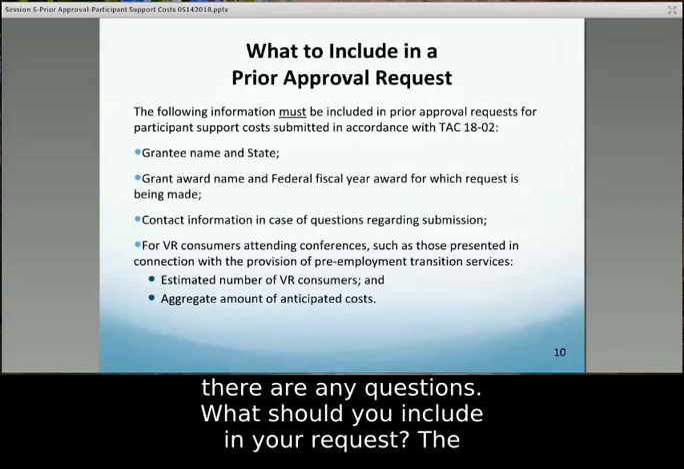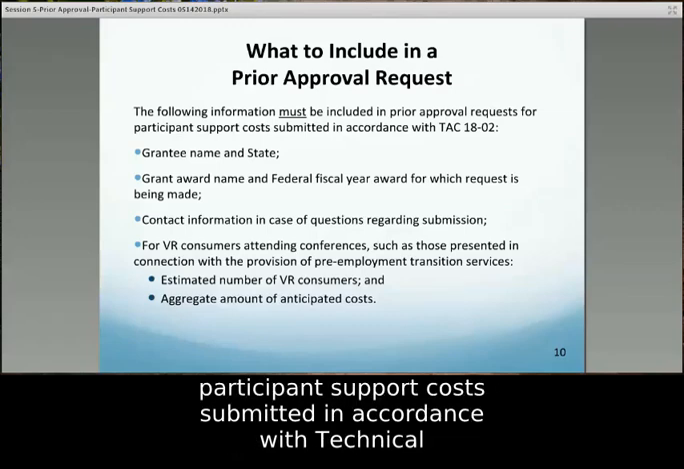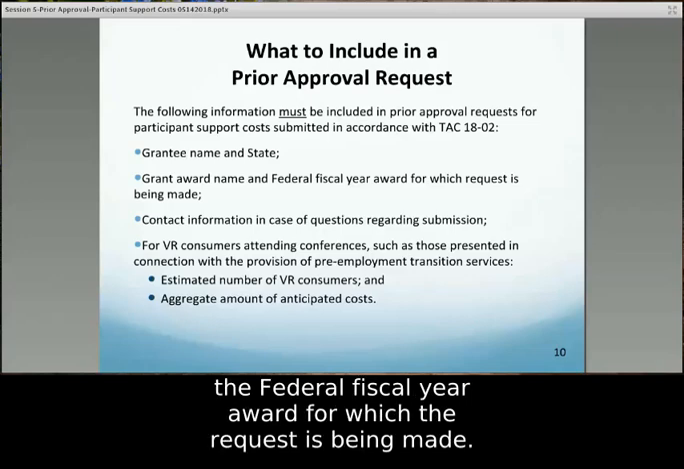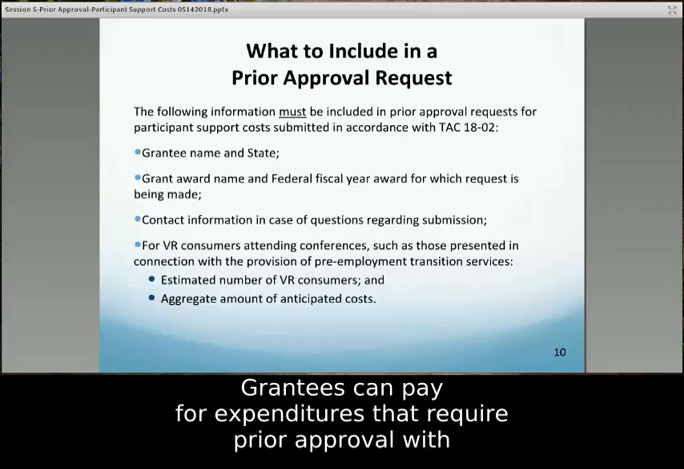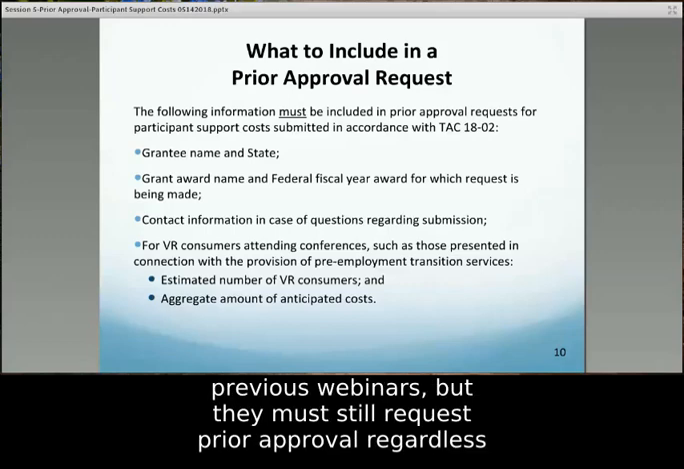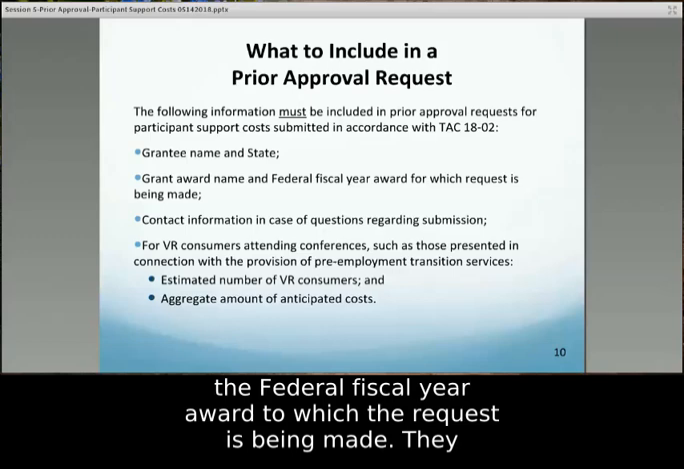What should you include in your request? The following information must be included in prior approval requests for participant support costs submitted in accordance with the Technical Assistance Circular. Grantee name and state, grantee award name and the federal fiscal year award for which the request is being made. Grantees can pay for expenditures that require prior approval with federal or non-federal funds or program income, as we've mentioned in previous webinars, but they must still request prior approval regardless of how the expenditures are paid for. That is why we need to know what the federal fiscal year award to which the request is being made.